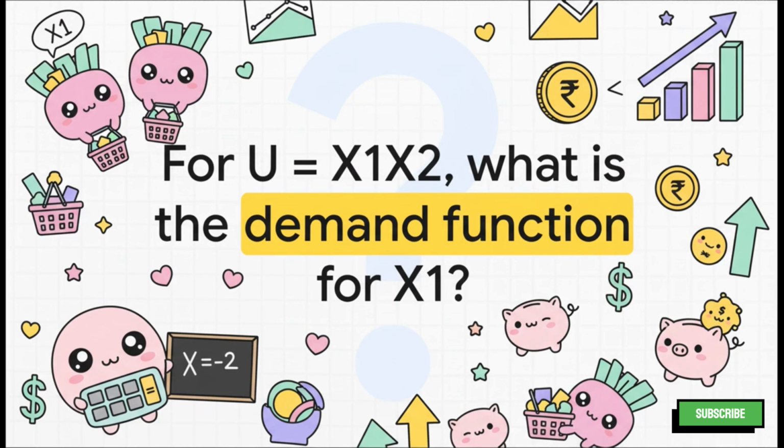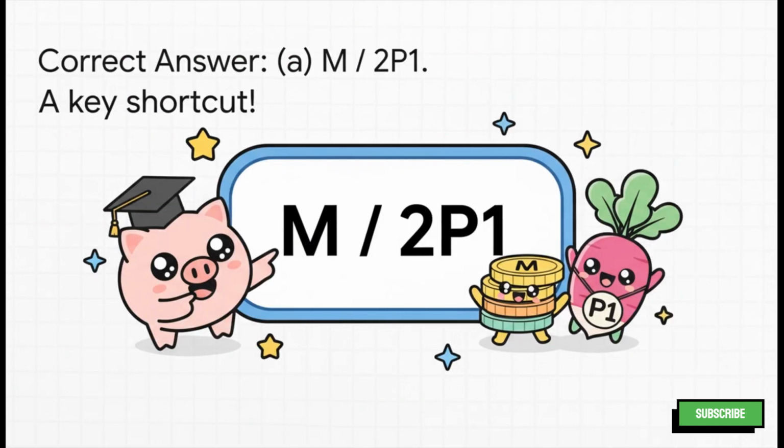All right, our first question is a classic from consumer theory. You've got a utility function and a budget constraint. The big question is, at equilibrium, what does the demand function for commodity X1 look like? Have a quick think. And if you went with option A, you are absolutely right. For this specific kind of Cobb-Douglas utility function, the demand for X1 is simply your income M divided by 2 times its price, 2P1. Basically, the consumer spends exactly half their income on each good. It's a fantastic shortcut to remember for your exam.